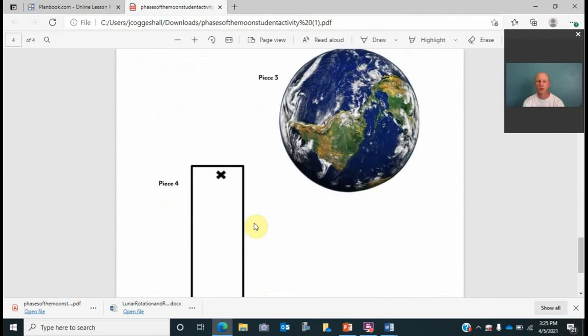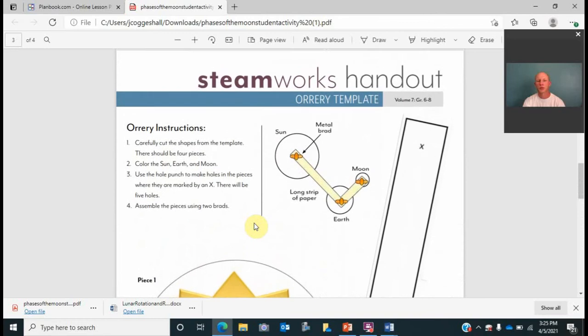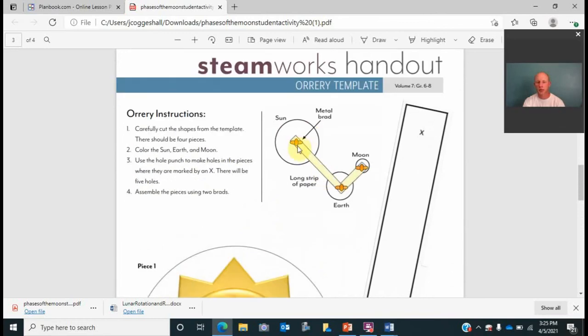This one and this one should be on two separate pages, because what you're actually going to do is cut these guys out. Okay. And it gives you the model of what it's going to look like. So this right here says you're going to use this metal brad. These are like brass things that are used for envelopes. Instead, I'm just going to have you guys use these little push pins.